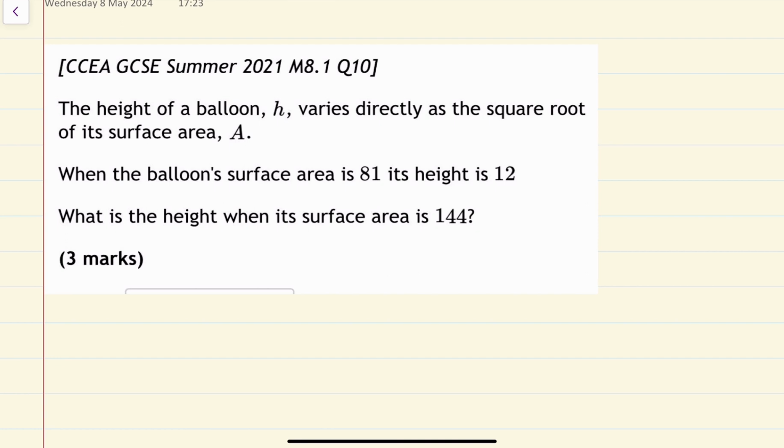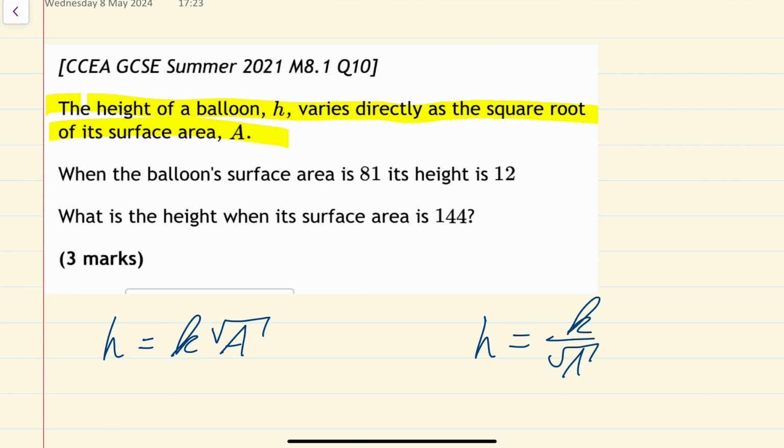Okay, first thing it tells you: the height of the balloon H varies directly as the square root of its surface area A. So that tells you that H is equal to k times the square root of A. There are loads of ways you could say that: H varies directly to the square root of A, H is directly proportional to the square root of A. If it had said H varies inversely, you would say H equals k over the square root of A, or whatever it happens to be, but that would be inverse proportion. But ours is direct proportion, so we'll get rid of that.